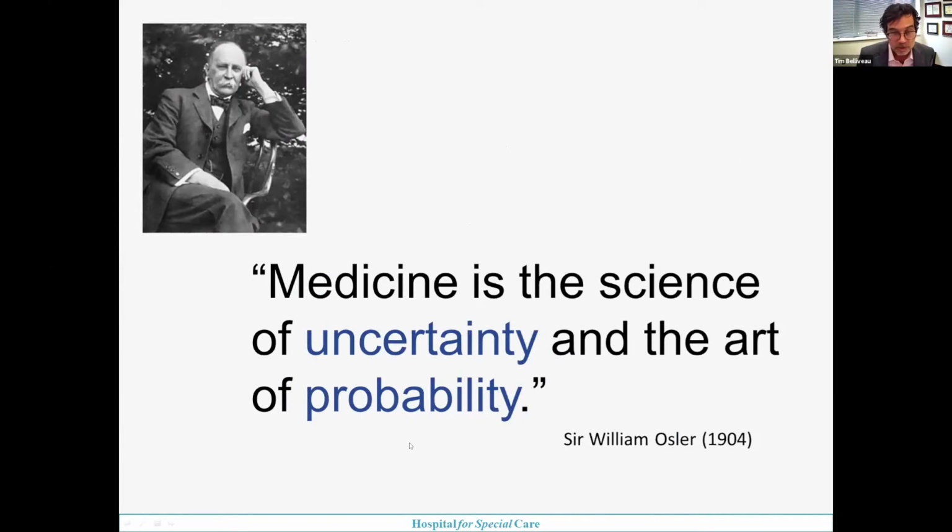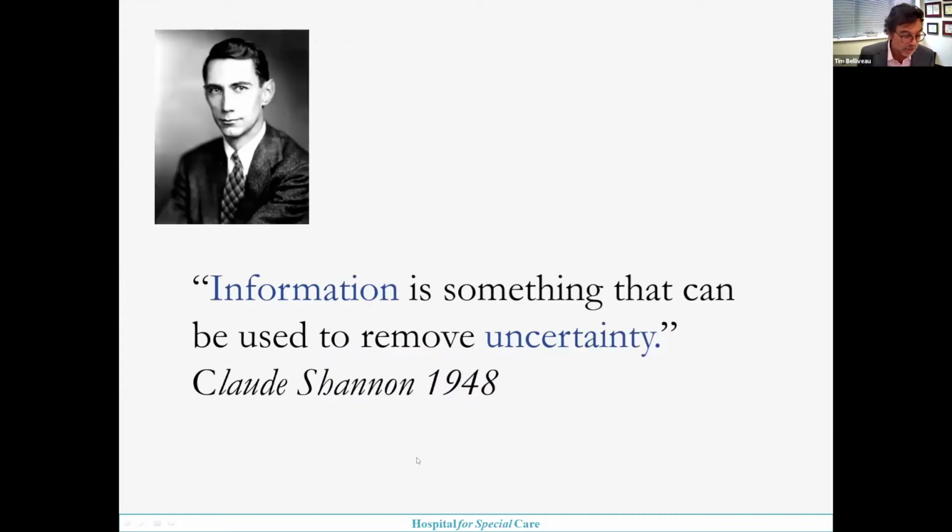Sir William Osler: Medicine is the science of uncertainty and the art of probability. So essentially our talk has quite a bit to do with the use of probability for diagnostic reasoning. Claude Shannon developed information theory and really defined information entropy as a measure of information content of a message. But interestingly, it's defined as the extent to which it reduces uncertainty. Does the message reduce our uncertainty?